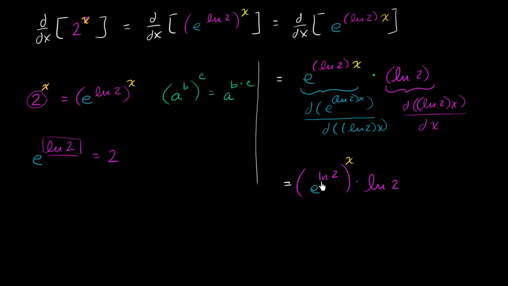Well, what is e to the natural log of 2? Well, we already figured that out. That is exactly equal to 2. This right over here is equal to 2. And so now we can simplify it. This whole thing, the derivative of 2 to the x is equal to, and I'll switch the order a little bit, the natural log of 2, that's this part right over here, times 2 to the x. Or we could write it as 2 to the x times the natural log of 2.